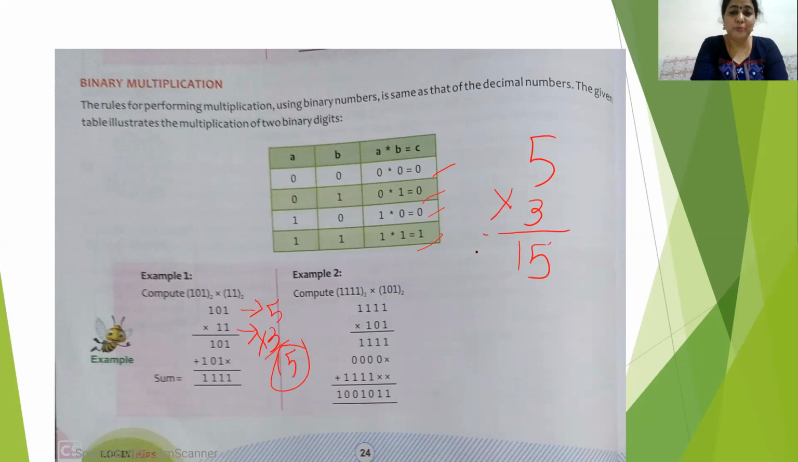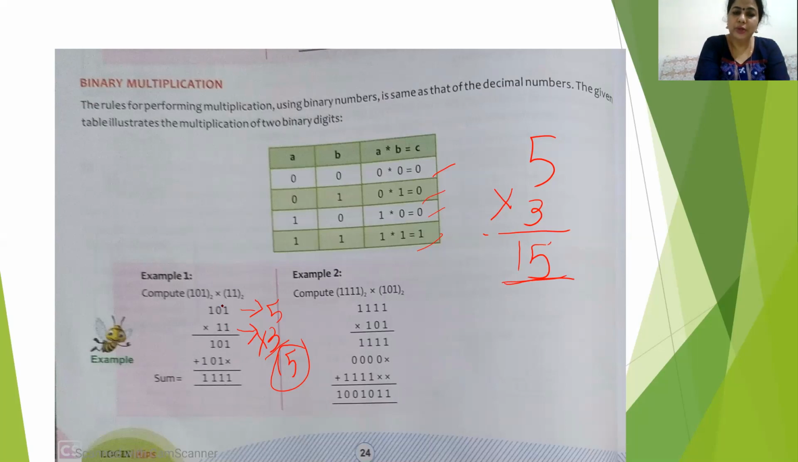Don't make the mistake of reading it as eleven. Sometimes students make this mistake, I also make the mistake, and you may also make the mistake. Don't read it as eleven, read it as 1 1. 101 is 5, and 1 1 is equivalent to 3. When we multiply 5 into 3, that is nothing but 15. So we have to check our result should be 15. Now you see 1 into, just like your decimal multiplication, you have to do it like this.